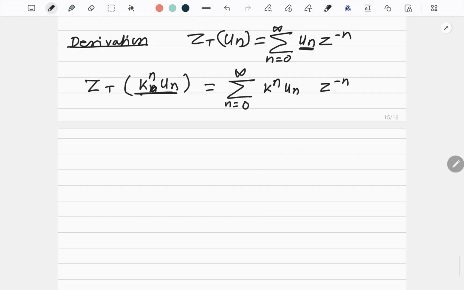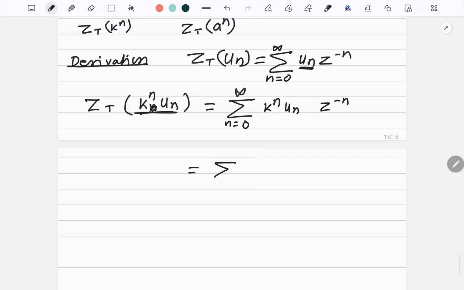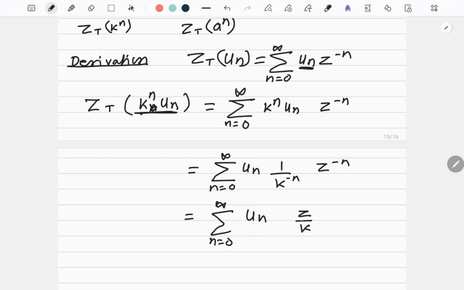Now can I write it like this? Summation n equals 0 to infinity u_n, 1 upon k to the power minus n, and z to the power minus n. No issues. When this goes into the numerator, the power automatically becomes negative, like 2 to the power 5 you can write as 1 upon 2 to the power minus 5. Same way I have done. So now can I write it like this? u_n, n equals 0 to infinity, z by k to the power minus n.